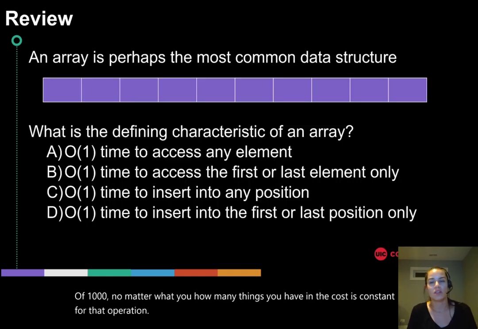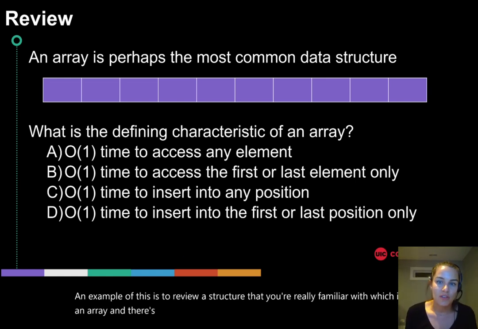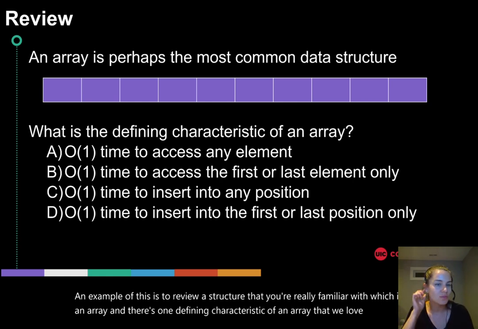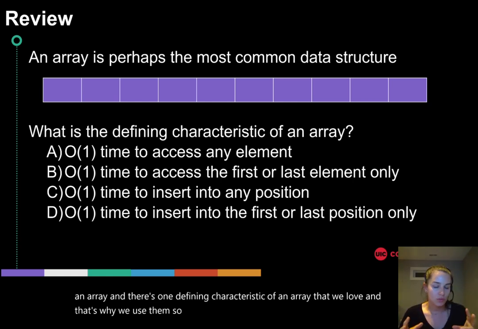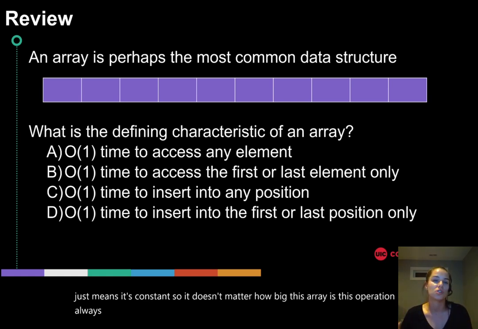So an example of this is to review a structure that you're really familiar with, which is an array. And there's one defining characteristic of an array that we love, and it's why we use them so much. So this is referring to O(1) again. Remember, O(1) just means it's constant. So it doesn't matter how big this array is. This operation always is constant. It always just costs 1. So pause the video and just take a second to think about it, and then I'll talk about it.